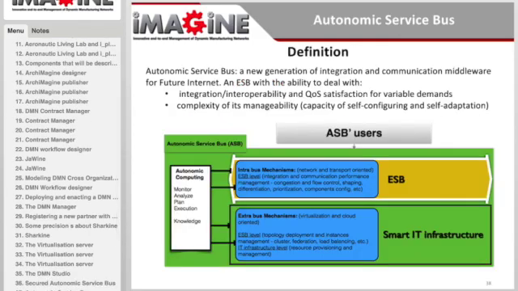The Autonomic Service Bus provides a smart solution to manage the performance of the Living Lab IT infrastructure. The ASB is able to manage the Enterprise Service Bus mediation component, in particular in order to warrant integration, interoperability and quality of service requirements in an autonomic way by providing self-management capabilities.